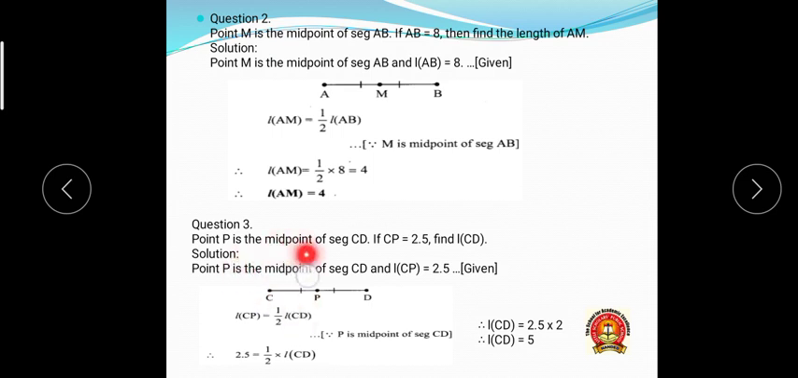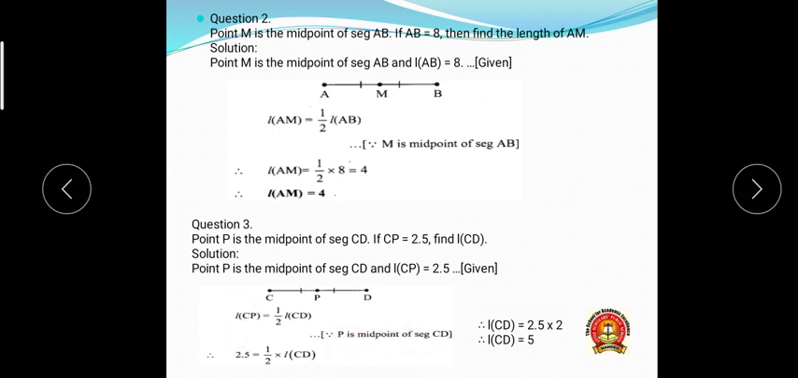In the second question, point P is the midpoint of segment CD. If CP is equal to 2.5, then find the length of CD. The length of CP is half of the length of CD. So 2.5 is equal to half of the length of CD. So the length of CD is equal to, this 2 we have to shift to the right side. What do you get? 2.5 multiplied by 2. So the length of CD is equal to 5. And we have to remember to write the reason here, because P is the midpoint of CD. Why can we take this? Because P is the midpoint of CD.